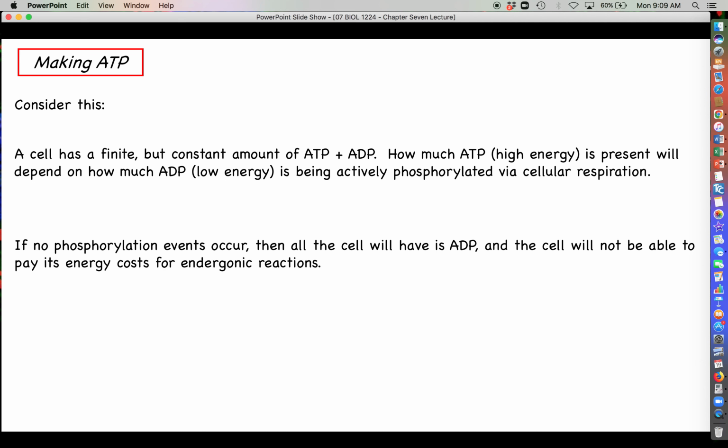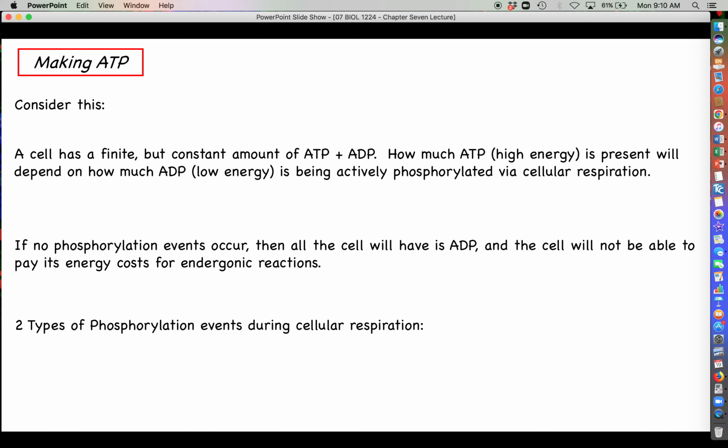So if no phosphorylation events occur, then all the cell is going to have on hand is ADP, the low energy form. So at that point, the cell will not be able to pay any of its energy costs for its endergonic reactions through the reaction coupling that we talked about in the previous chapter. So that should convince us that our goal in cellular respiration is to harvest energy out of the food that we eat and use that energy to attach phosphates onto ADP through the phosphorylation process.